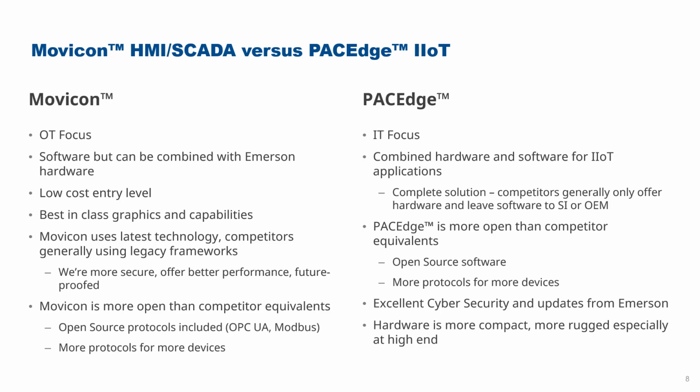And what we have with PACEdge, because it's a complete solution on a single device, this means that you can get very good cybersecurity and updates provided by us, the vendor. And also, because we're experts in providing industrialized hardware, we offer very compact and rugged hardware, especially at the high end, where we have very high and low temperature support. We have very good ruggedness in terms of shock and vibration, and we also have very good performance, but in a compact footprint that can fit easily inside a machine or a panel or at the edge device, be that whatever it is.